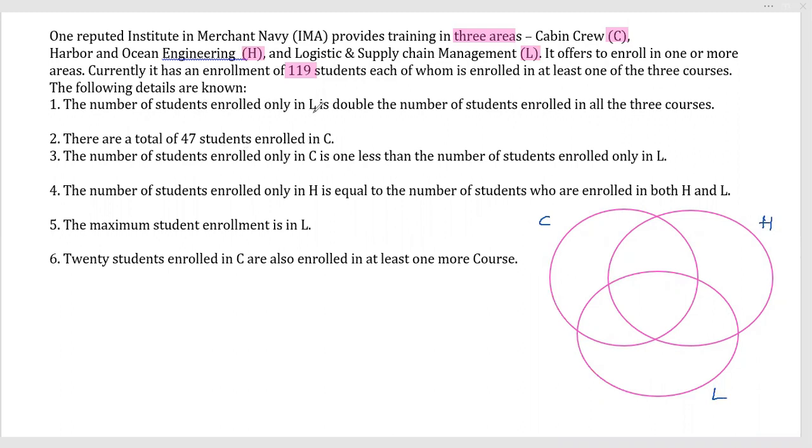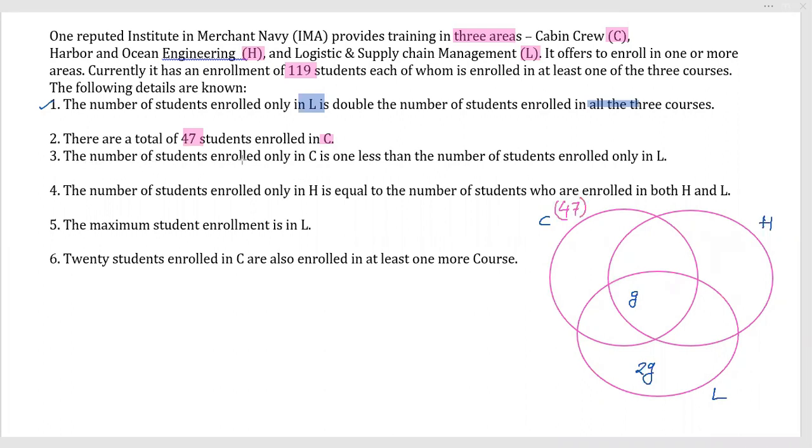Number of students enrolled only in L is double the number of students enrolled in all the three. So only in L, it is double all the three. If I am considering all the three is G, then it would be 2G that I can write. This is our first statement considered. Go to the second statement. There are a total of 47 students enrolled in C. In C, it is 47 that is written total.